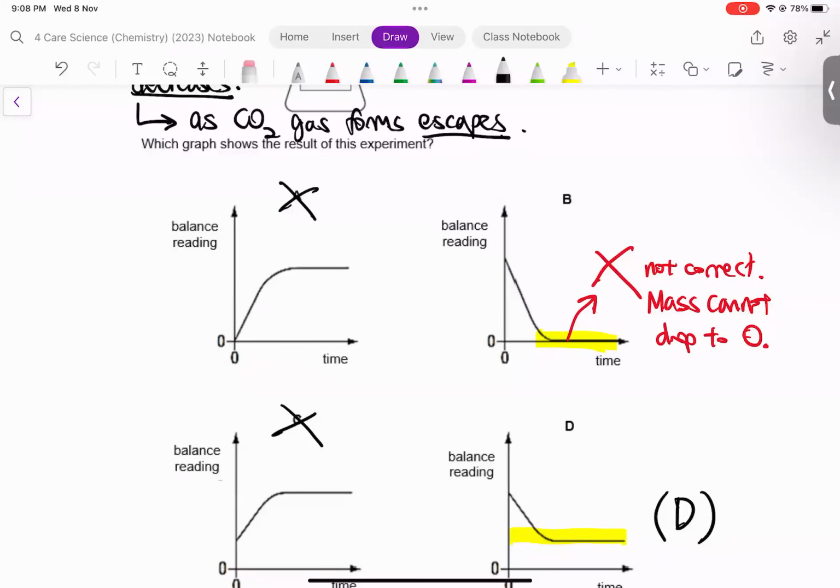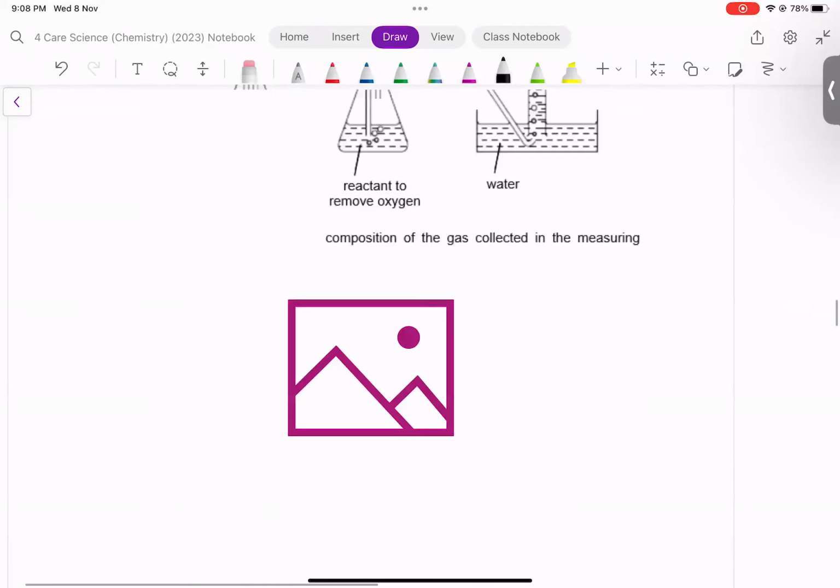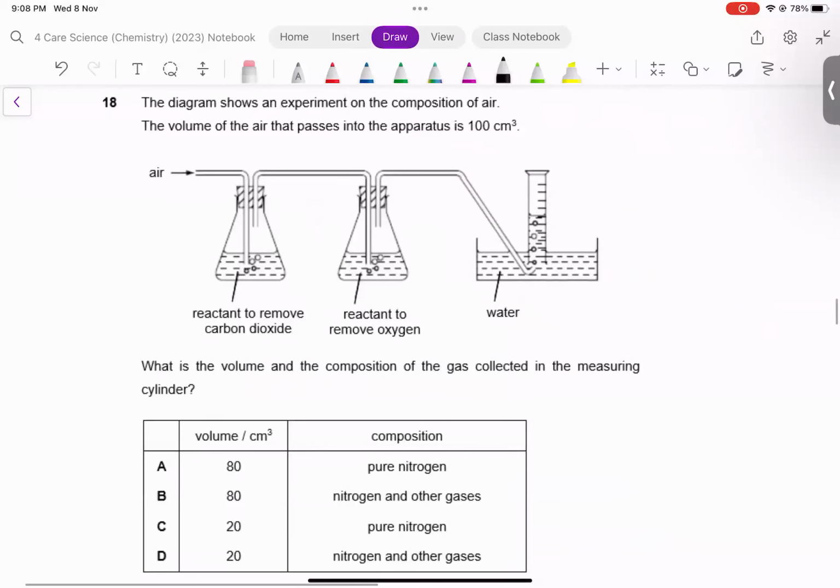Okay, I think the rest of the questions are fine, but let's just go straight to question number 18, all right, for me to explain very quickly. Now, question 18 is about an experiment to show the composition of air. Composition means, in this case, what gases make up air. So the volume of air is 100 cm³ at the start. There are reactants to remove CO2, reactants to remove oxygen, right?